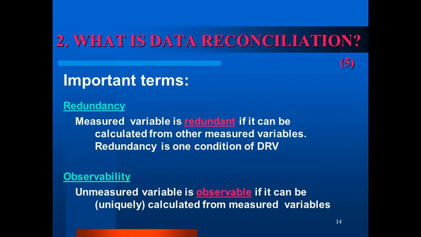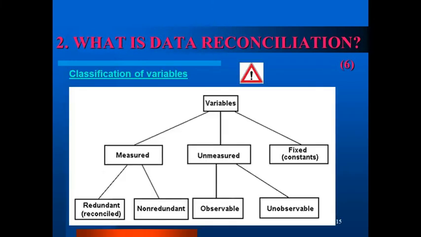This slide summarizes previous findings and defines concepts of redundancy and observability. Measured variable is redundant if it can be calculated from other measured variables. Redundancy is one condition for data reconciliation. Unmeasured variable is observable if it can be uniquely calculated from measured variables. Here is the graphical presentation of the previous slide.